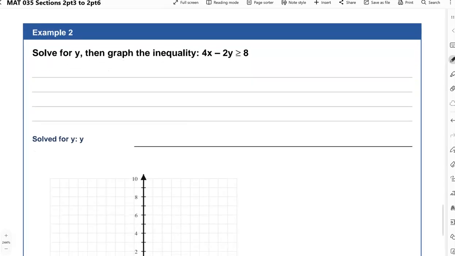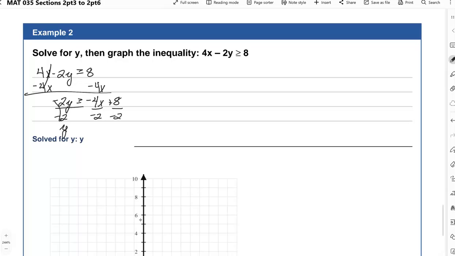So this is where you may want to pause the video, try this one, come back and check your answer. For this one, we have 4x minus 2y is greater than or equal to 8. To get y by itself, we're going to start by subtracting 4x. So we get minus 2y is greater than or equal to minus 4x plus 8. We're dividing everything by -2.